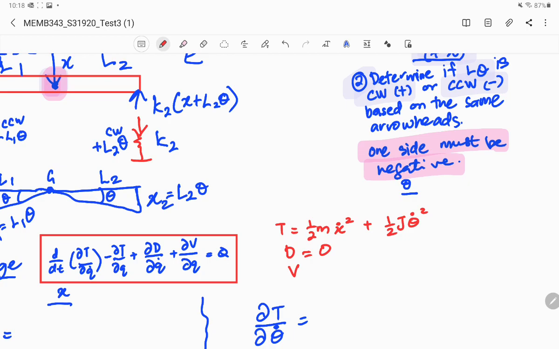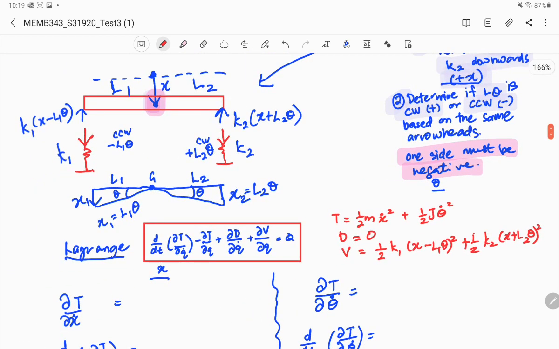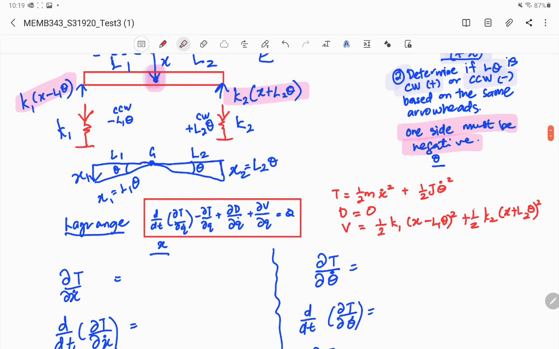And then after mass and J, you only have springs, so you have k1 and k2. So this is where you make use of your relative displacement equation for the k just now. So you have k1, so instead of just x squared, you have x minus L1 theta, squared, plus half k2 times x plus L2 theta, so everything squared. Okay, so basically you are using these two equations here to define your potential energy that comes from the springs.